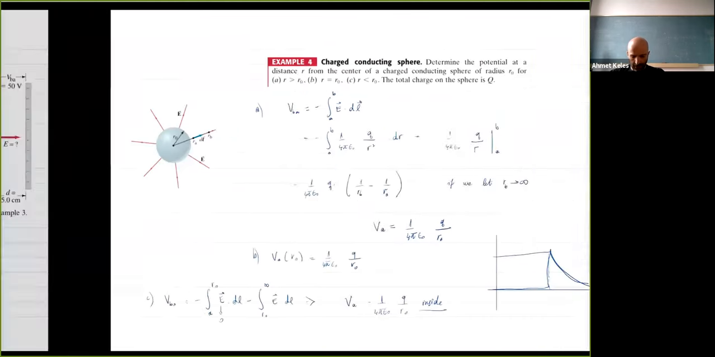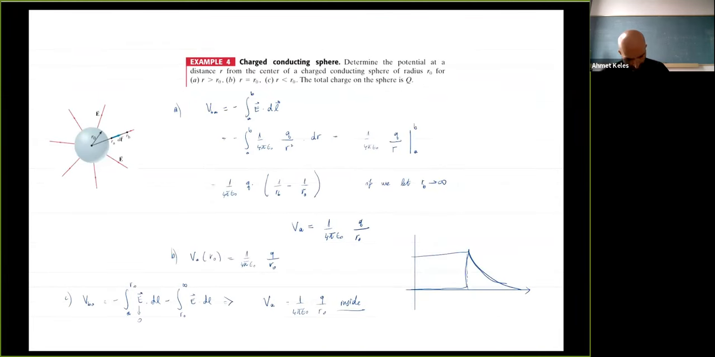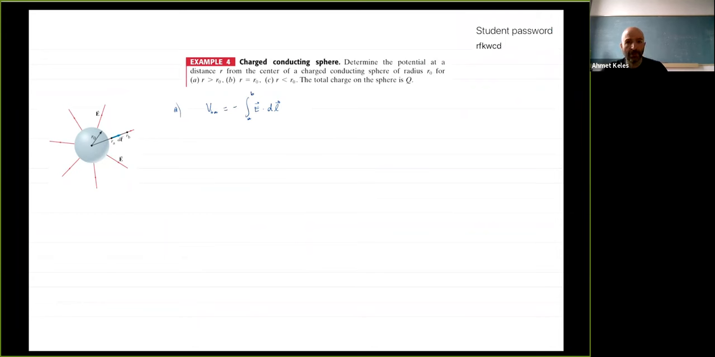Maybe we can do a little bit more examples. Let's just think about this one. This is example 4 from your book. Here is a charged conducting sphere, and we would like to determine the potential at a distance r from the center of a charged conducting sphere of radius r naught. For A, r bigger than r naught. For B, r is equal to r naught. And for C, r is less than r naught. And the total charge on the sphere is Q. Okay.